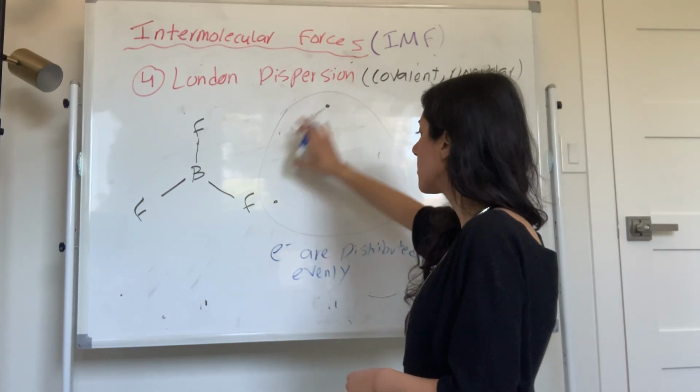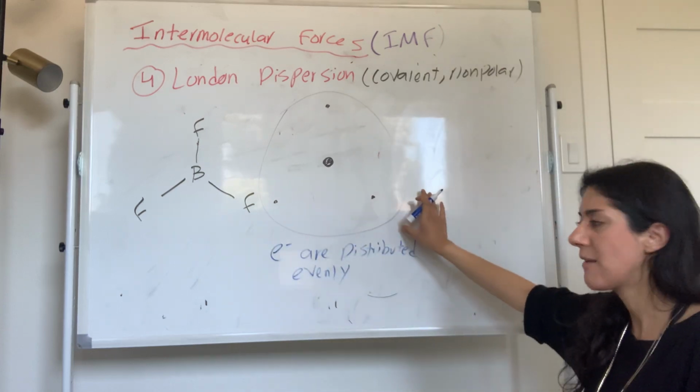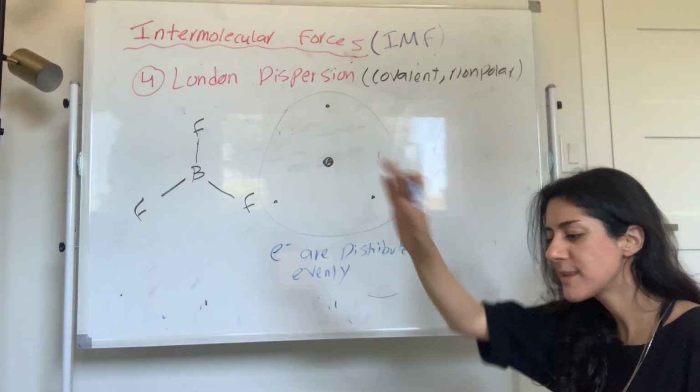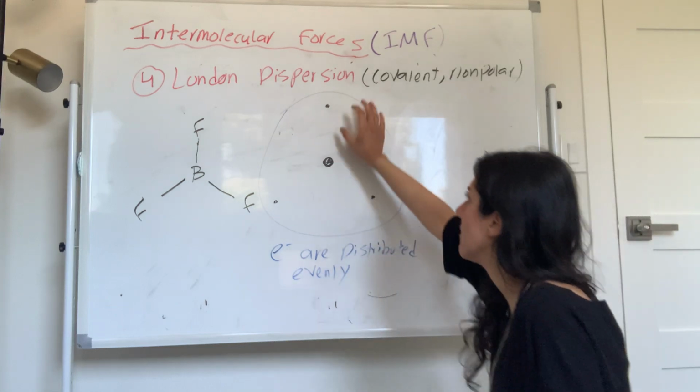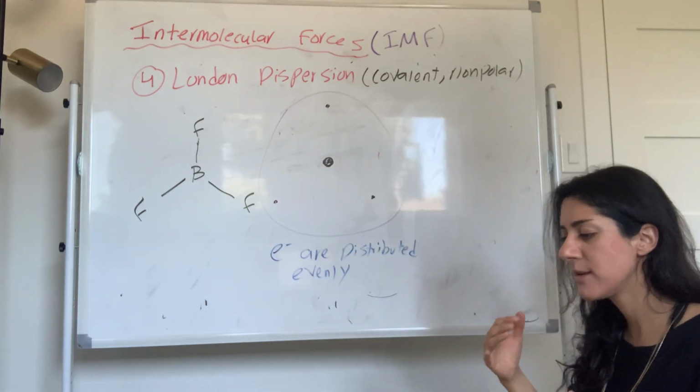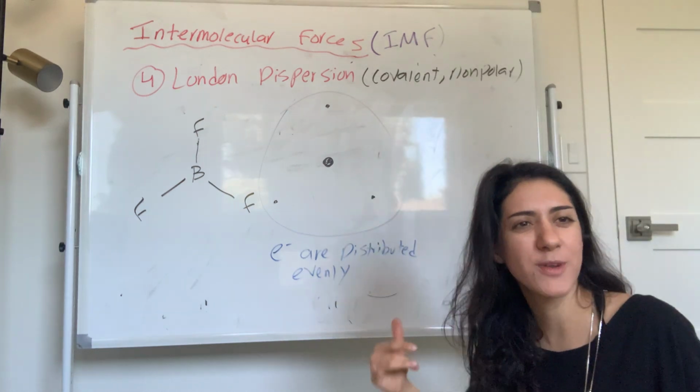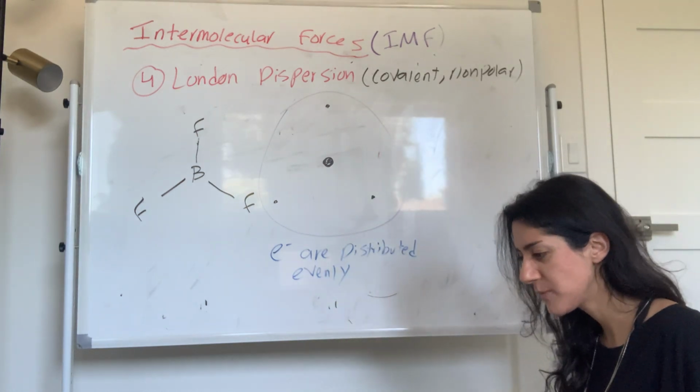I have a little bit of electrons there, a little bit there, and a little bit there, right? Every side of this molecule has a little bit of electron. Electrons are distributed evenly. Every part of the molecule has some electrons, okay?